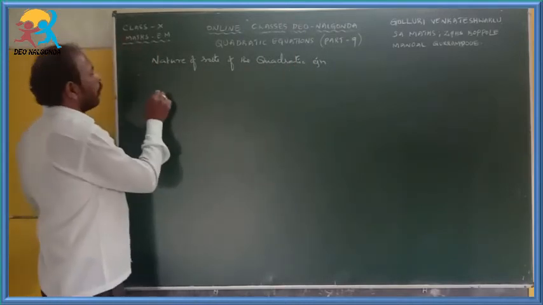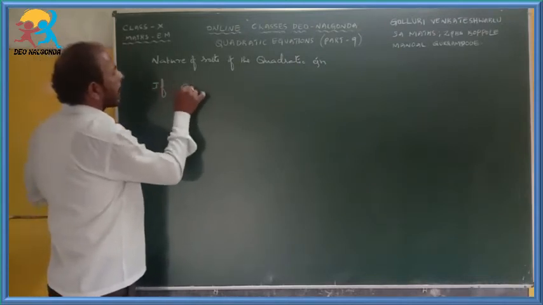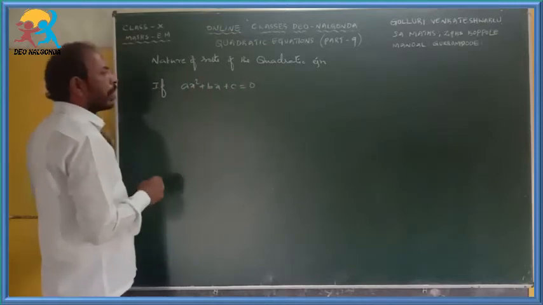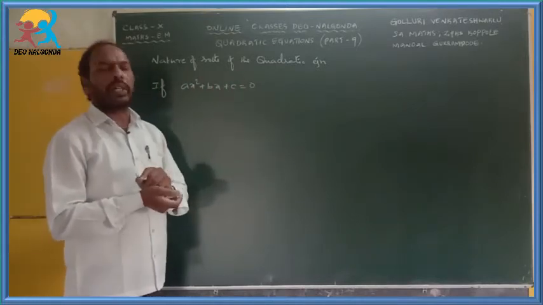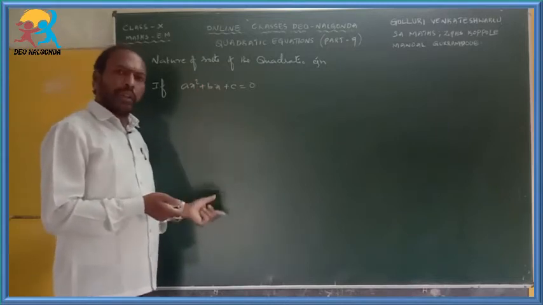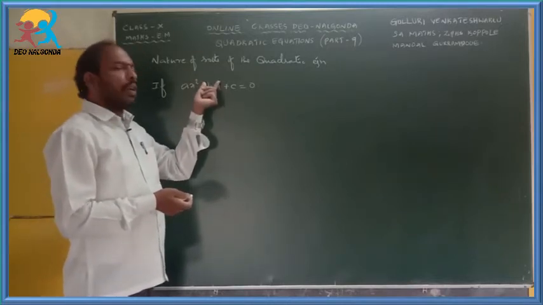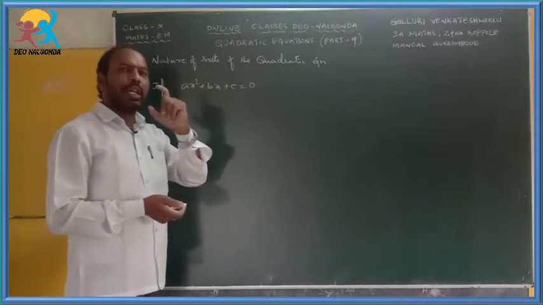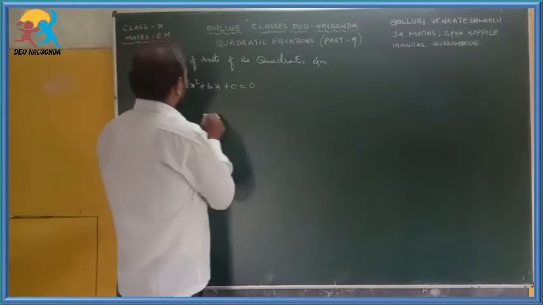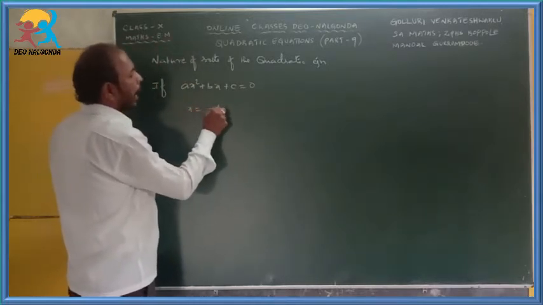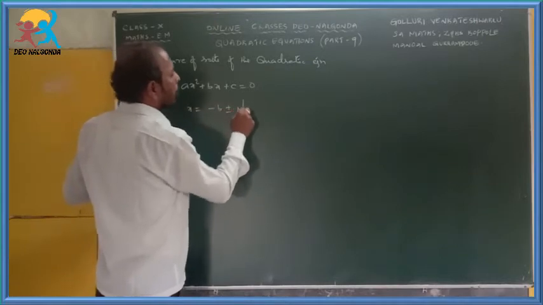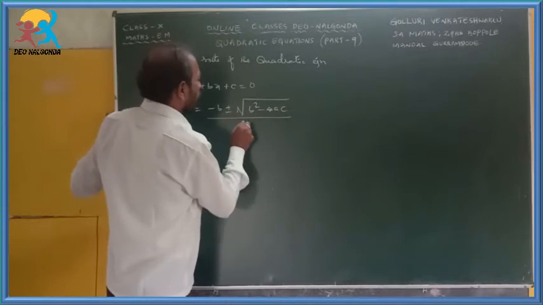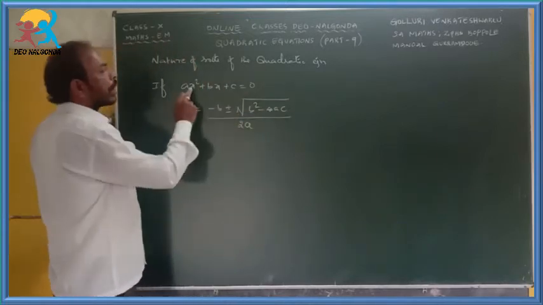For example, if ax square plus bx plus c equal to 0 is a quadratic equation, here it is the standard form of a quadratic equation. While solving this standard form by the completing square method, we found the answers: x is equal to minus b plus or minus root of b square minus 4ac by 2a. Here these are the roots of the given equation.